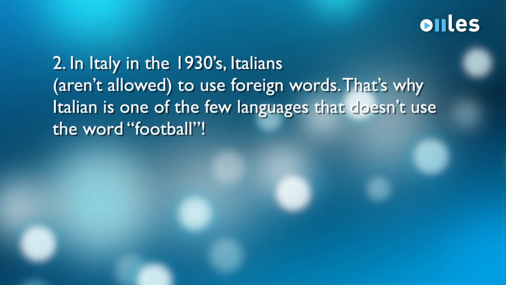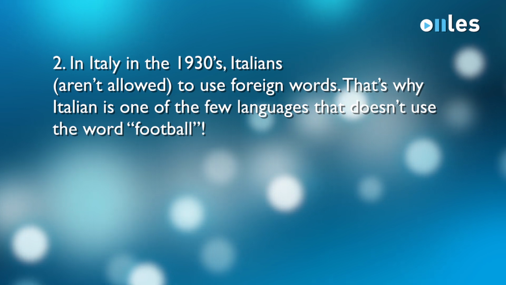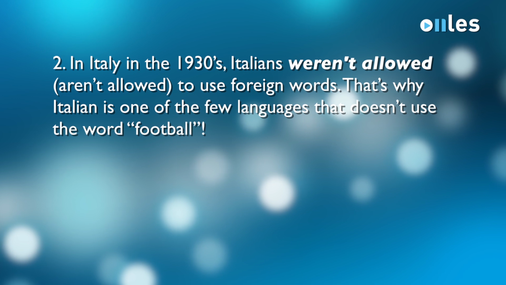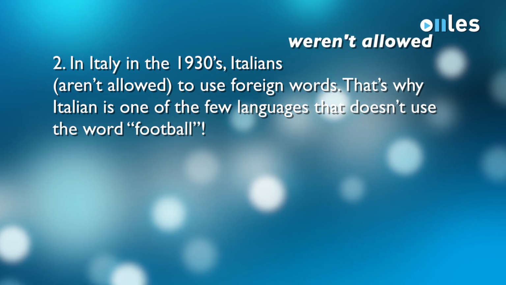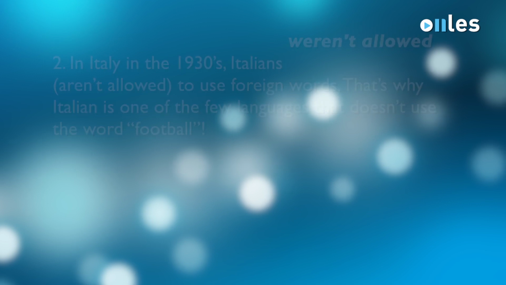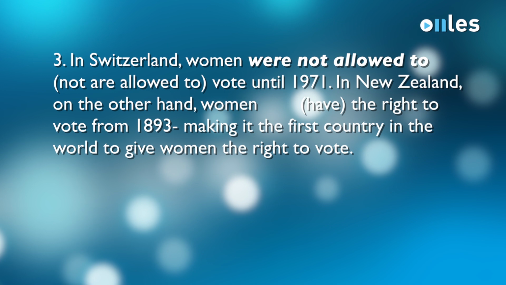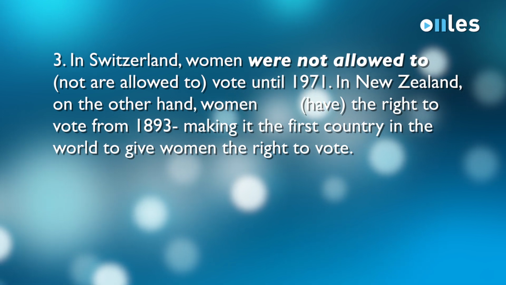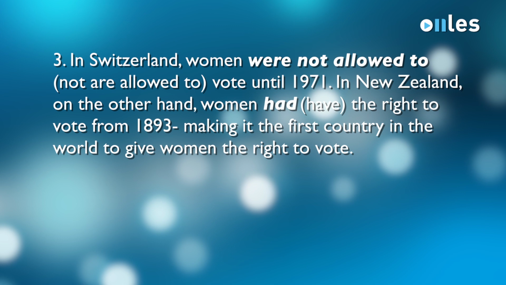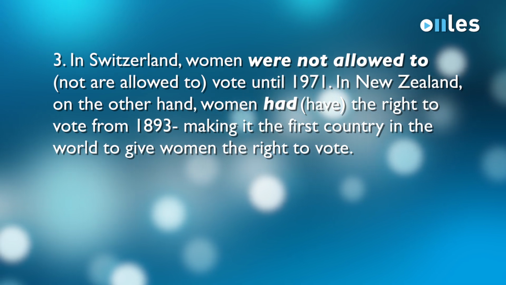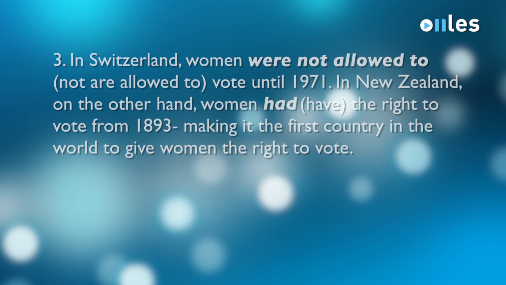Let's look at number 2. In Italy in the 1930s, Italians, so we have aren't allowed, and that becomes weren't allowed to use foreign words. That's why Italian is one of the few languages that doesn't use the word football. Quite interesting. In Switzerland, women were not allowed to vote until 1971. In New Zealand, on the other hand, women, we have, so had the right to vote from 1893, making it the first country in the world to give women the right to vote.